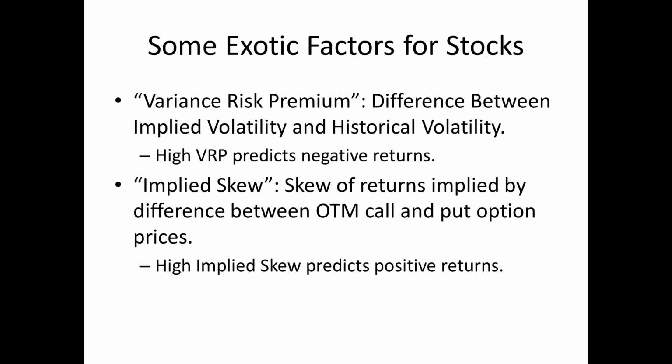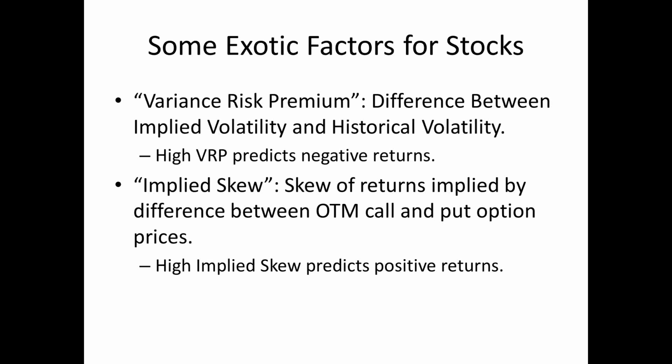Actually, the variance risk premium is also pretty intuitive, because when there's a high implied volatility, that means people expect there's some kind of a major event happening, and typically the major event is not going to be good. So that's why if you have a high implied vol relative to historical vol, people expect bad things to happen.